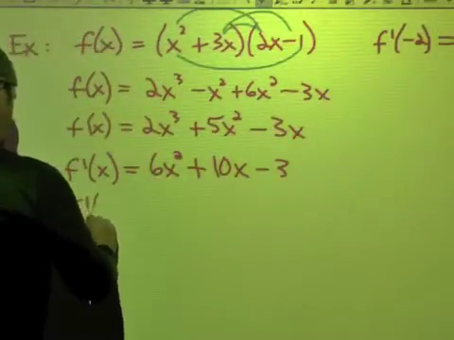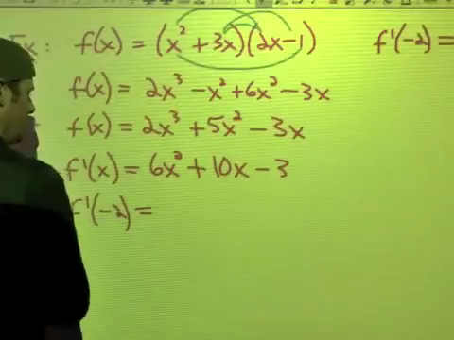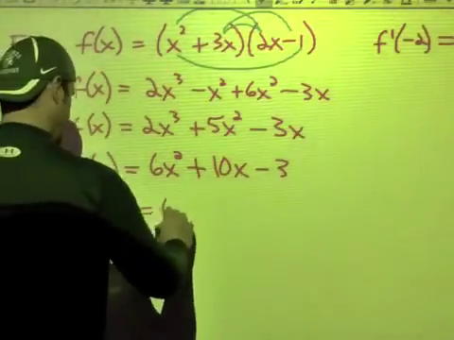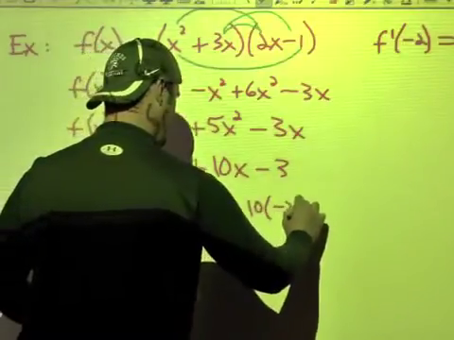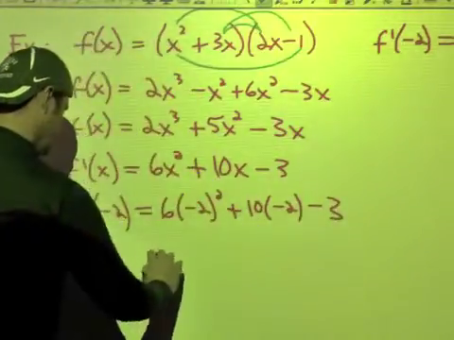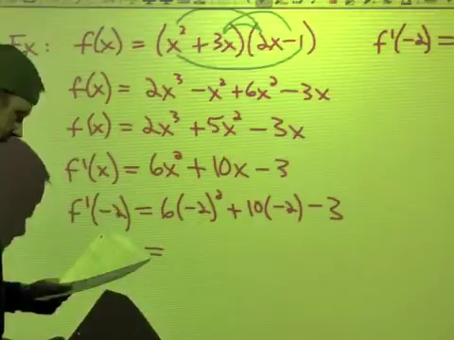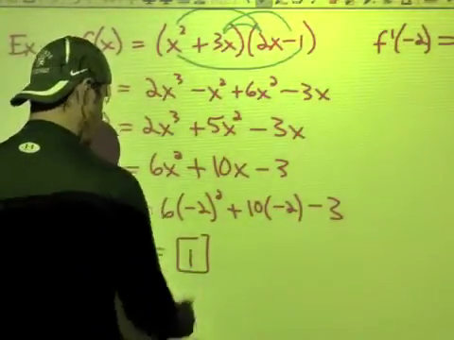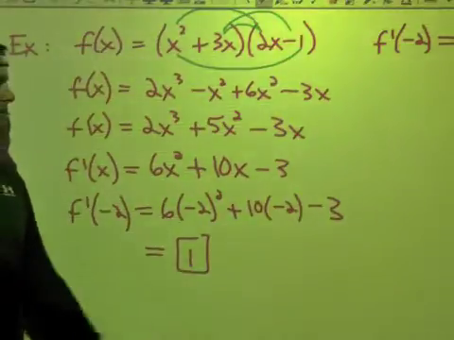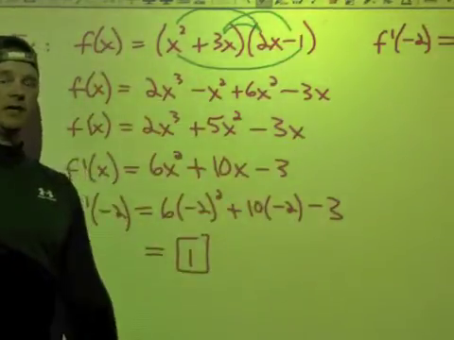So f prime of negative 2 is equal to 6 times negative 2 squared plus 10 times negative 2 minus 3. Which, that ends up being, doing a little bit of arithmetic, number 1. Okay. Notice, none of this stuff involved using a calculator.